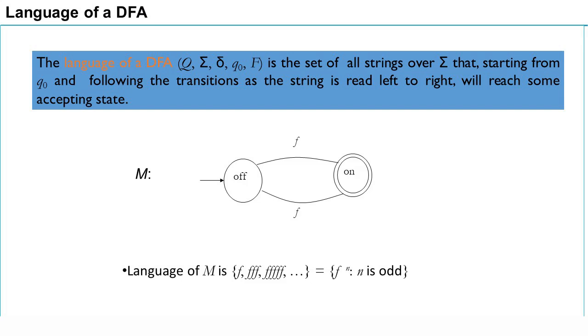So which means that the string is read from left to right and reaches the accepting state. So when you go across counting the flips, you can consider that when you come across an odd number of flips, you will get this state.